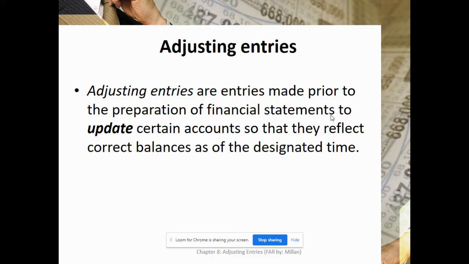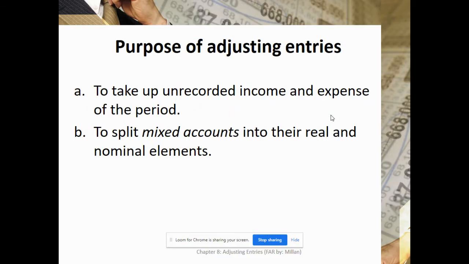Let's discuss first what is an adjusting entry. Adjusting entries are entries made prior to the preparation of financial statements to update certain accounts so that they reflect correct balances as of the designated time. And what's the purpose of these adjusting entries? First is to take up unrecorded income and expenses of the period and to split mixed accounts into their real and nominal elements. Mixed real and nominal accounts will be discussed momentarily.